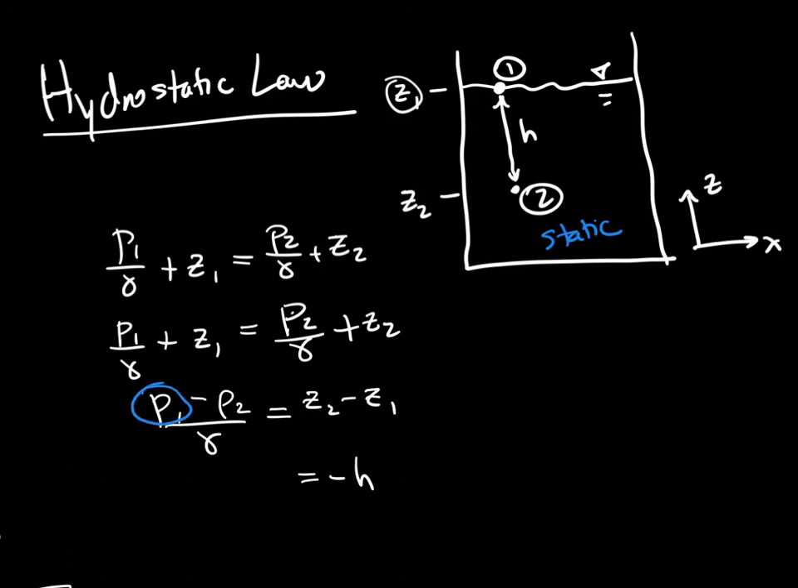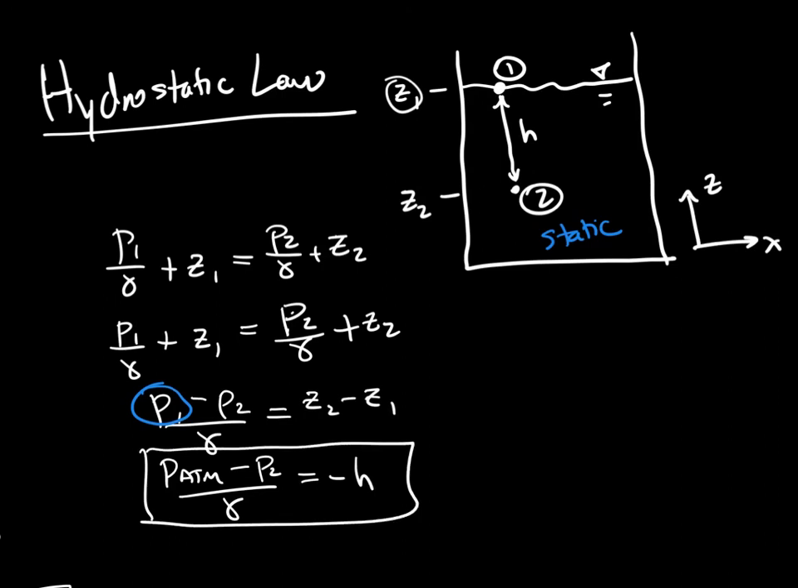is the atmospheric pressure. Okay, what's atmospheric pressure? Well, let's just write it as PATM for a moment, and then we'll get at this. PATM minus P2 over gamma. Now this is where we have a choice, and this is an important choice. PATM could be a lot of things. It could be zero gauge.